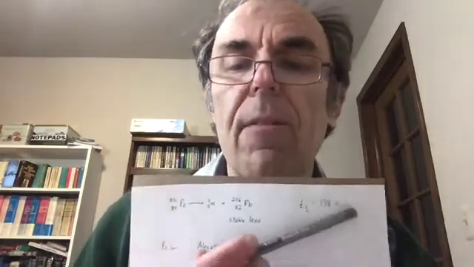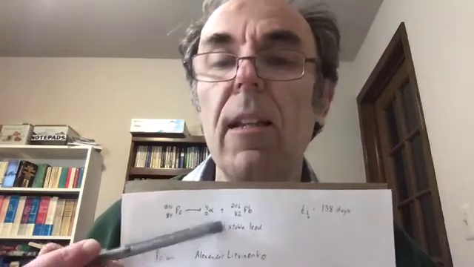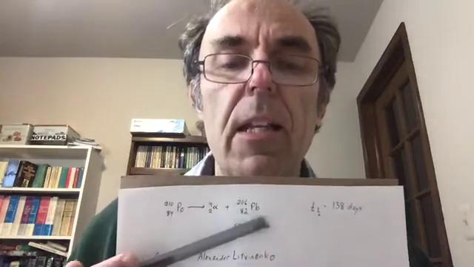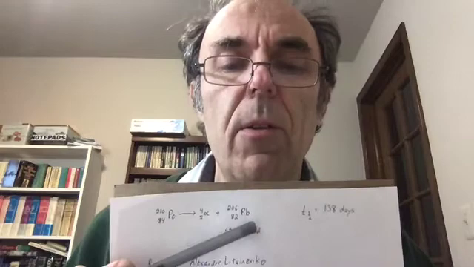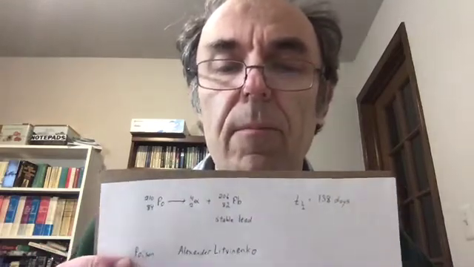This has a half-life of 138 days, but once it reaches lead-206, this is a stable isotope of lead. So here the decay chain ends. So all those elements that got produced from the uranium-238 end with lead-206.